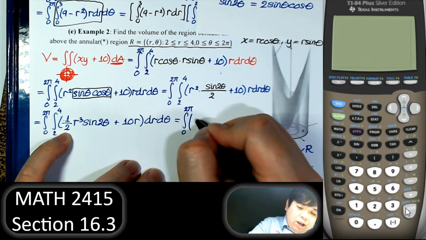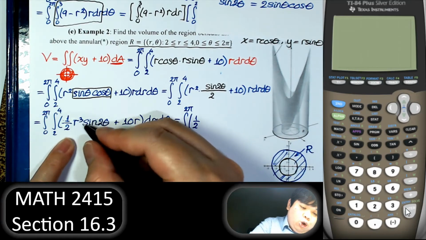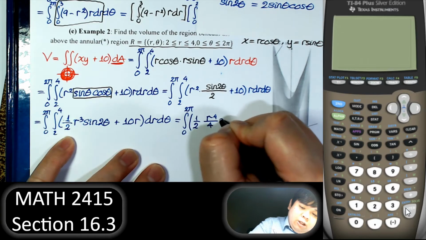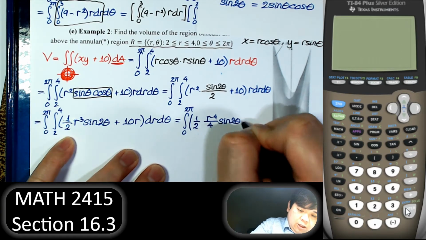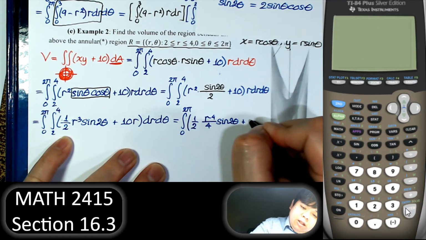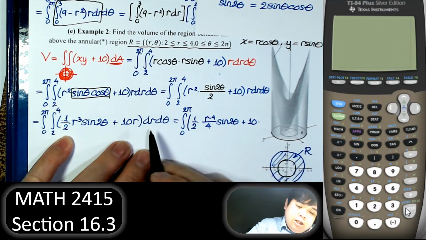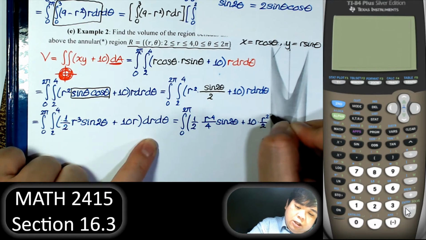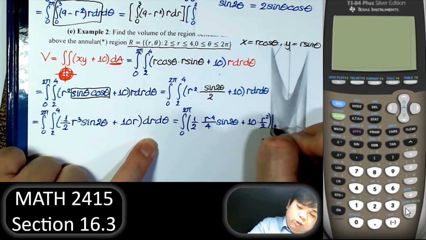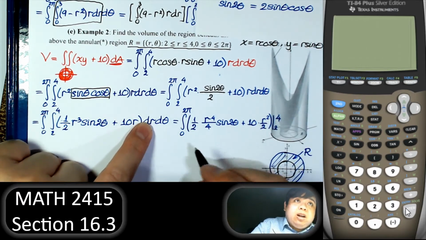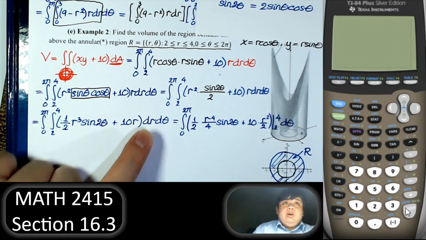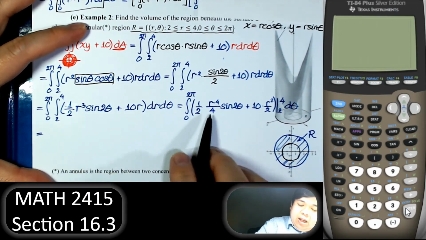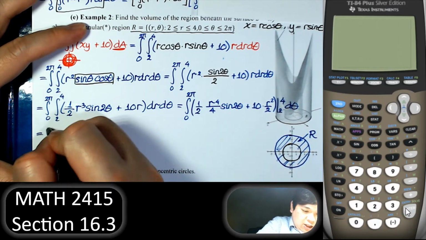Integral with respect to r, we have 1/2 r cubed, integral of that is r to the 4th over 4, sine of 2 theta, plus 10, integral of r is r squared over 2. We have to evaluate from 2 to 4, and when we've done that, we just need to evaluate the integral with respect to theta, from 0 to 2 pi. Let's simplify this just one bit.